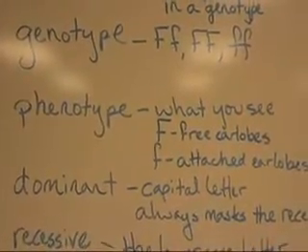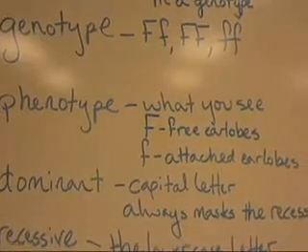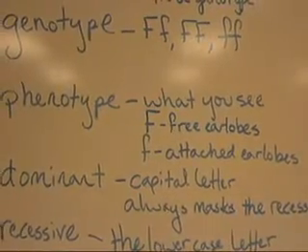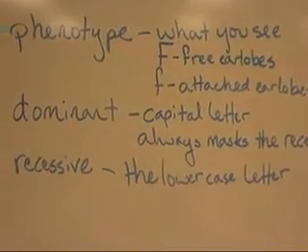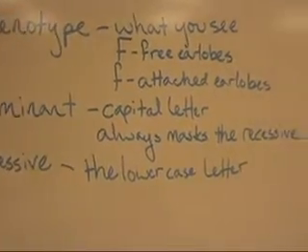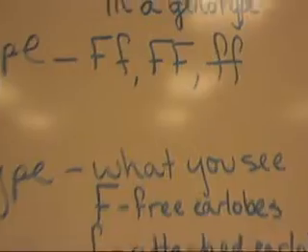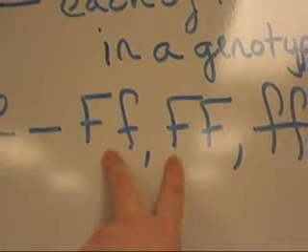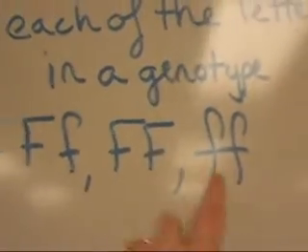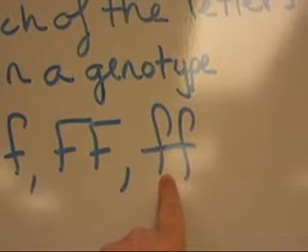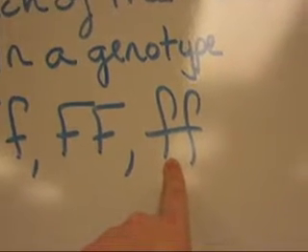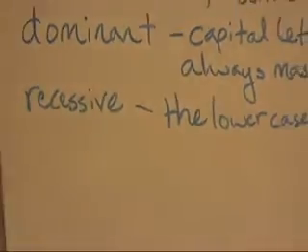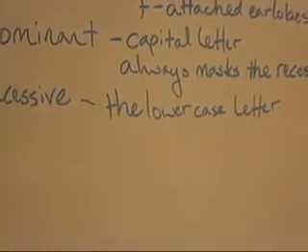Phenotypes are what you see. For example, the dominant trait, capital F, having free earlobes, or the recessive trait, lowercase f, having attached earlobes. Dominant traits are always written as a capital letter, and dominant traits always mask the recessive. So for instance, these two genotypes would both be dominant, they would both be free earlobes. This genotype, made up of 2 recessive genes, is the only genotype that gives the phenotype for attached earlobes. Recessive alleles are always written as lowercase letters.